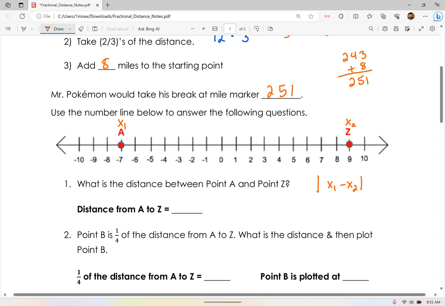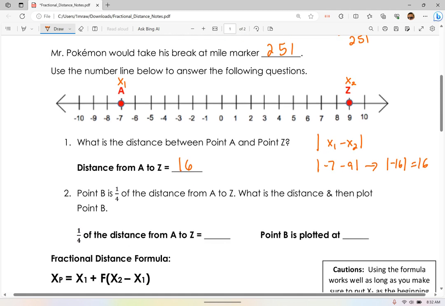So the absolute value of -7 minus 9, right? -7 minus 9 is going to give me the absolute value of -16, which we know is just positive 16. So there are 16 units between A and Z. Don't trust me? Count. 1, 2, 3, 4, 5, 6, 7, 8, 9, 10, 11, 12, 13, 14, 15, 16. Told you. Okay, and that's just a nice little formula you can use to find your distance between 2 points.